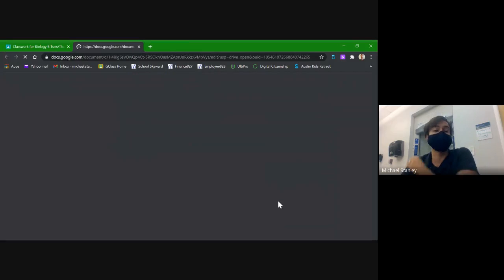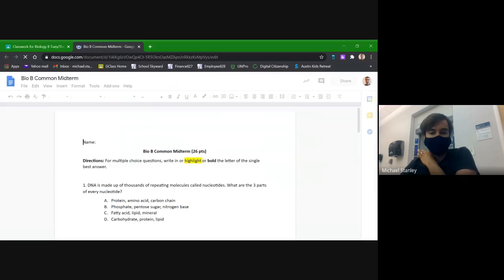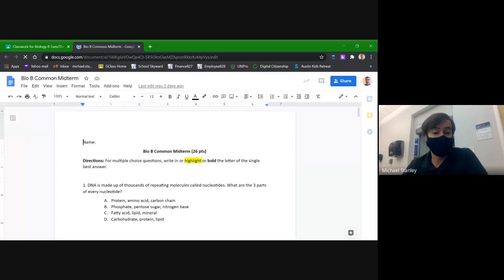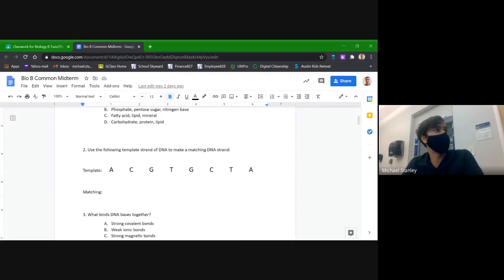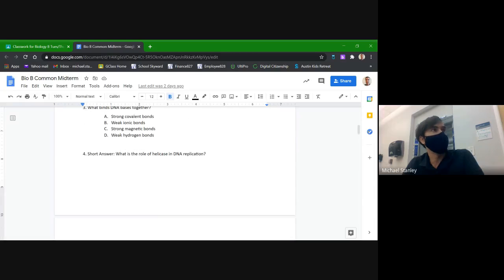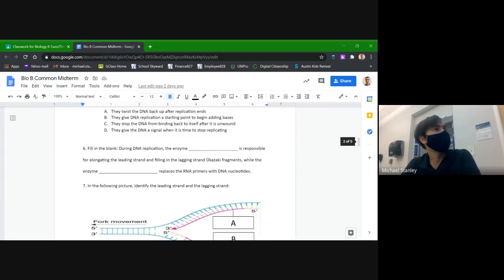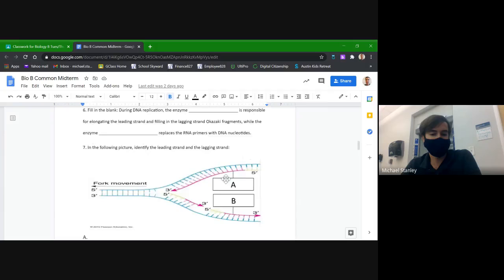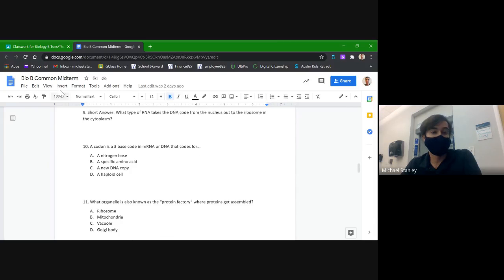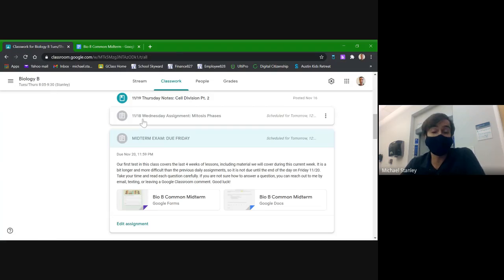And so it's a mixture of different types of questions. There'll be some multiple choice questions, which on the Google Doc version, you can just highlight or bold or write in the letter of the answer. There'll be some matching questions with the DNA. There'll be some short answer questions where you have to write down the answer in your own words, and usually 1 to 2 sentences is about as long as you should need. There are some fill in the blank questions. There's some labeling questions. So all sorts of different types of questions, again covering everything that we have talked about since the beginning of the class. That's what the Google Doc version looks like.